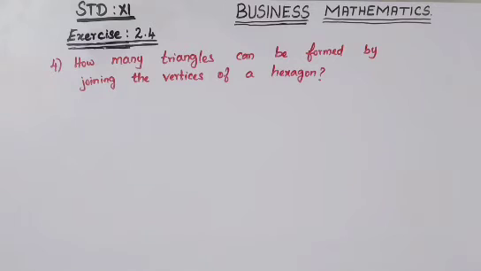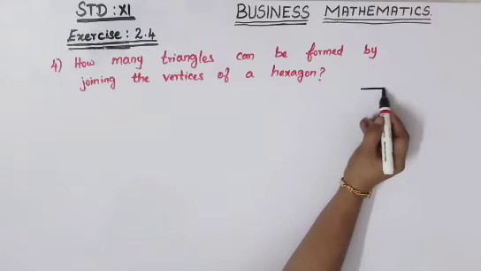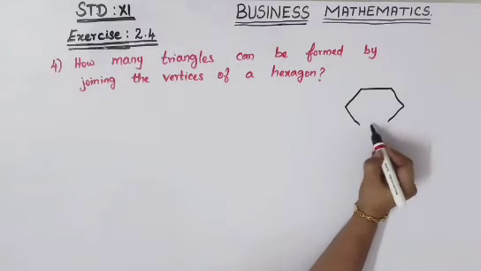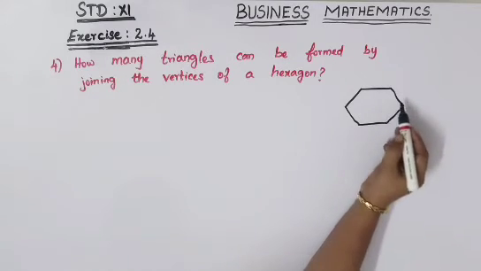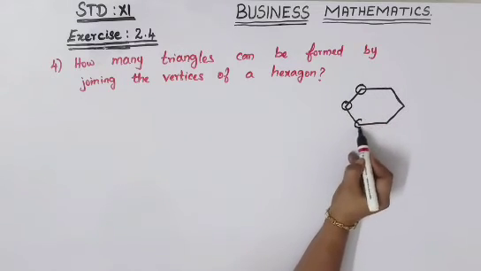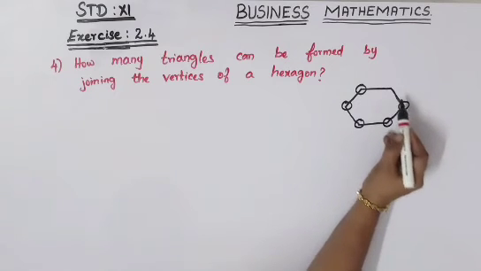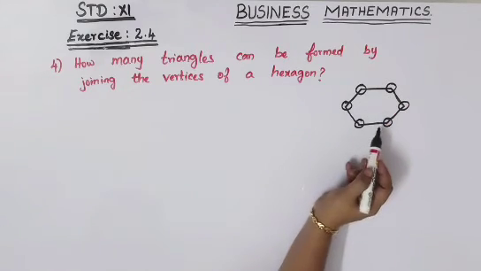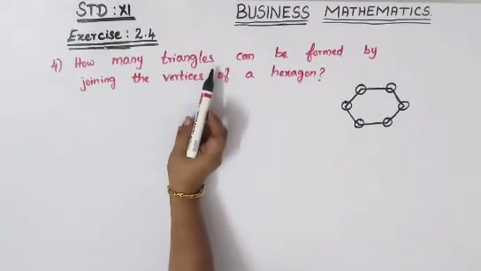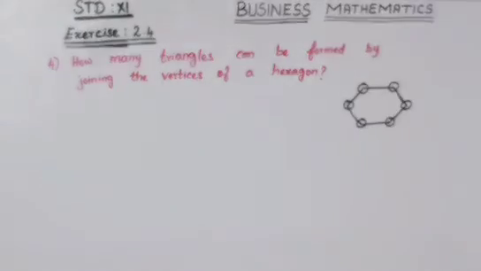Question number 4. How many triangles can be formed by joining the vertices of a hexagon? So they have given you a hexagon. 6 sides will be there. Otherwise 6 vertices will be there for your hexagon. Okay, so I'll just draw a hexagon here. So this is your hexagon. Okay. So 6 vertices will be there. So here 1, 2, 3, 4, 5, 6. So they have given hexagon means 6 vertices are there. Now they have asked you to draw triangle. So triangle needs 3 vertices.